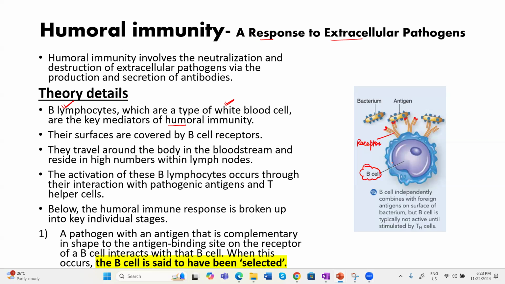And after this, we will say the B cell is selected. Please understand, B cell is selected, but B cell is not active till now until it is stimulated by T helper cell. Only B cell selection is done. It is not activated till now. Is it clear? This is the B cell which is selected now.